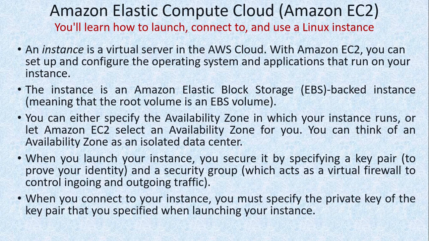Next comes launching your instance. You secure it by specifying key pairs. Based on the key pairs, your identity will be verified. And a security group acts as a virtual firewall for incoming and outgoing traffic. So the security group will work as a firewall. When you connect to your instance, you should specify the private key of the key pair. So the private key should be specified.